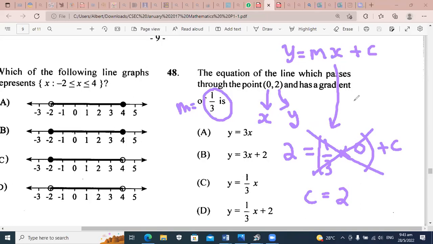So y is equal to m, which is 1/3, x plus the c, which is 2. So what's the answer? D. Very good. You can check the recording I sent.